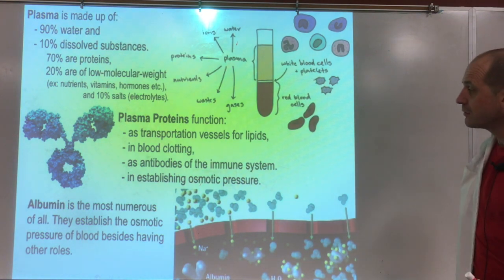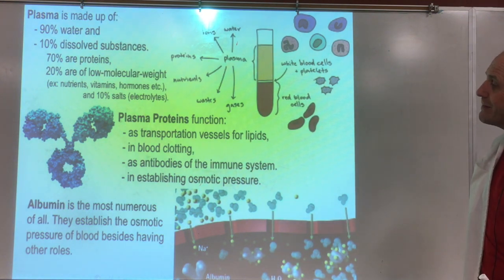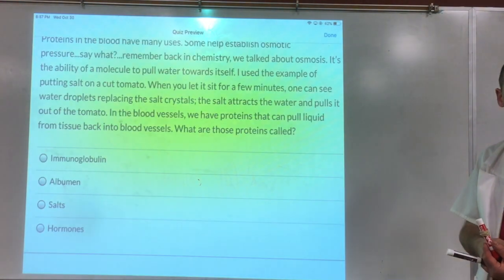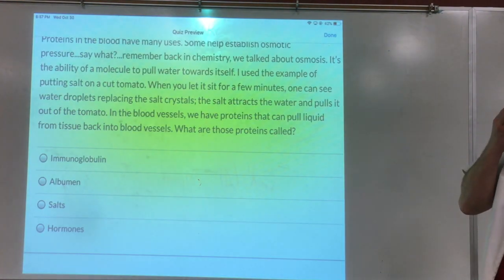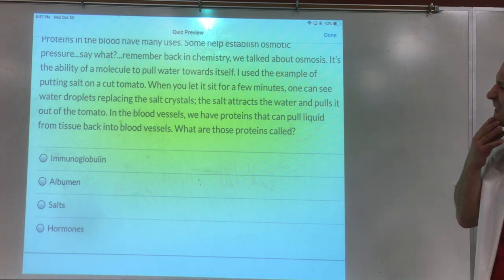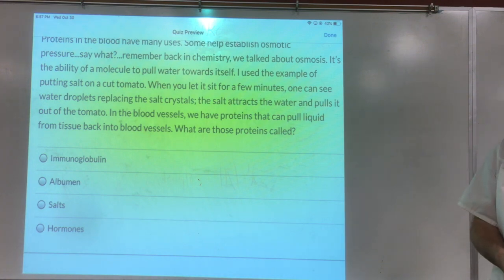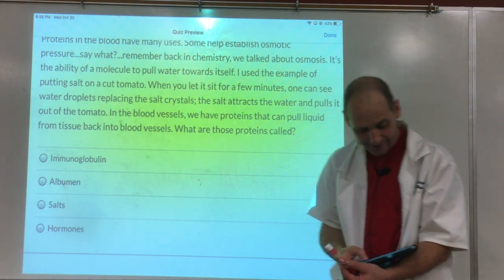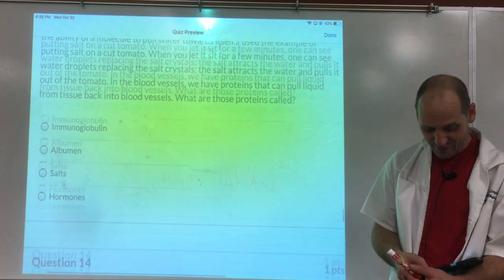Who? Albumin. Why, did it spell it differently on the slide? Oh, shoot. Good catch. Trust the booklet. It has had more revisions, and this is in the revision process. I have to remember to correct that for the next class.